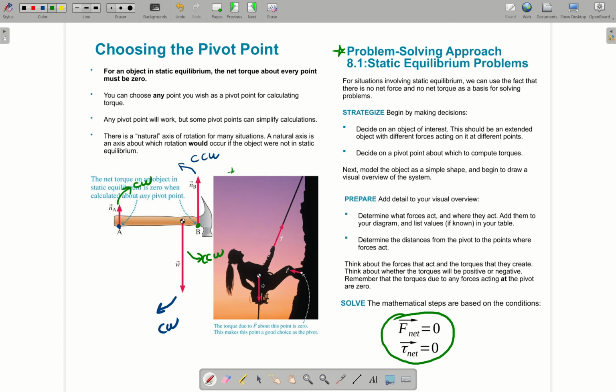In this picture here, I would naturally assume that this would be my pivot point. Weight is rotating then in this direction, tension is rotating in that direction. But again, here too, I can pick any point to be my pivot point.